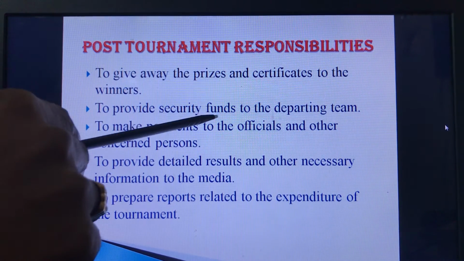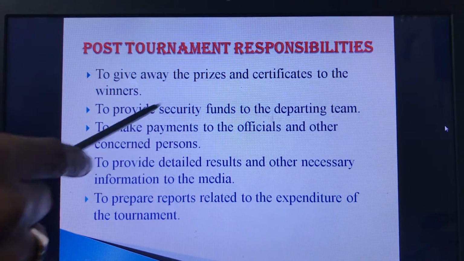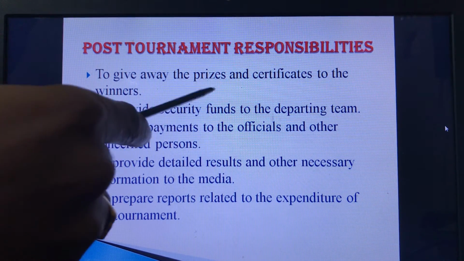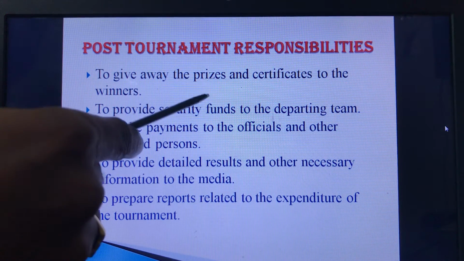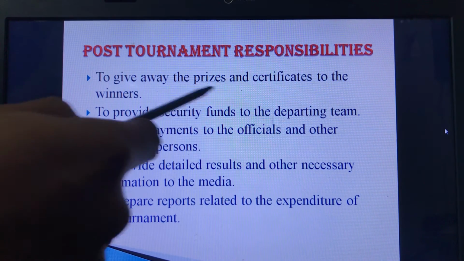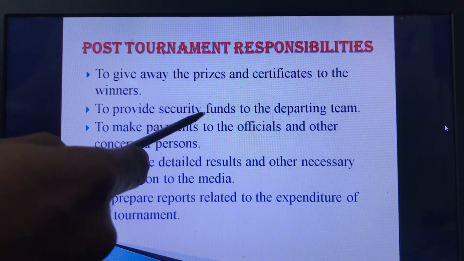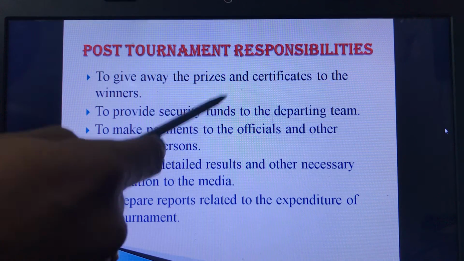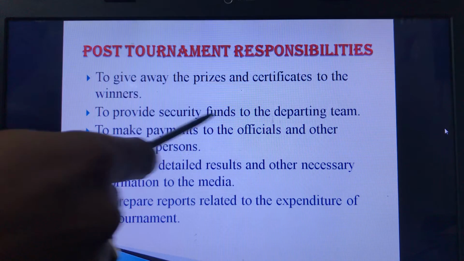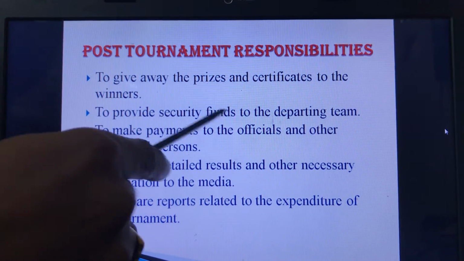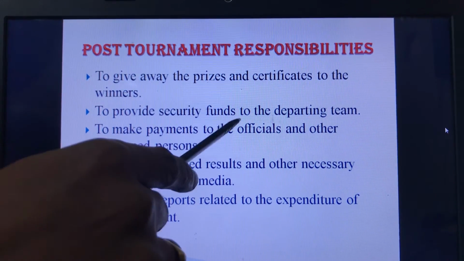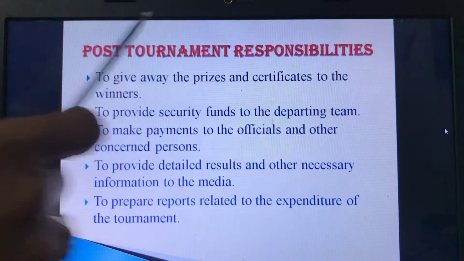And to provide security funds. Security funds, maybe you may have knowledge about it. When you are giving them boarding and lodging and transportation, and so many facilities, we don't know how many athletes will use it properly. Some athletes will damage things. So when you collect security funds, if anything happens, we can get the money. Also, when you collect these security funds, they will behave well. So that is a very important thing. If you collected the security funds, you have to give it back when they are departing, when they are leaving. That is very important.